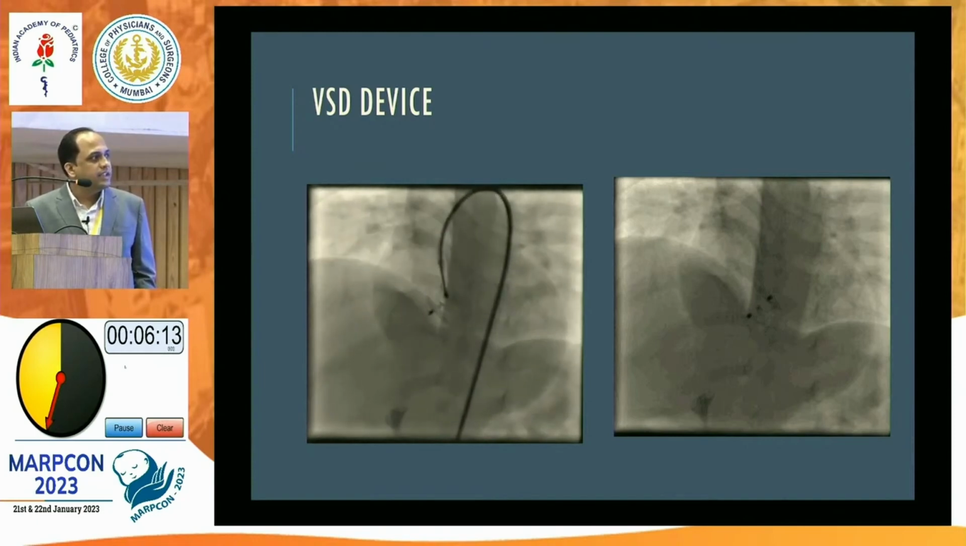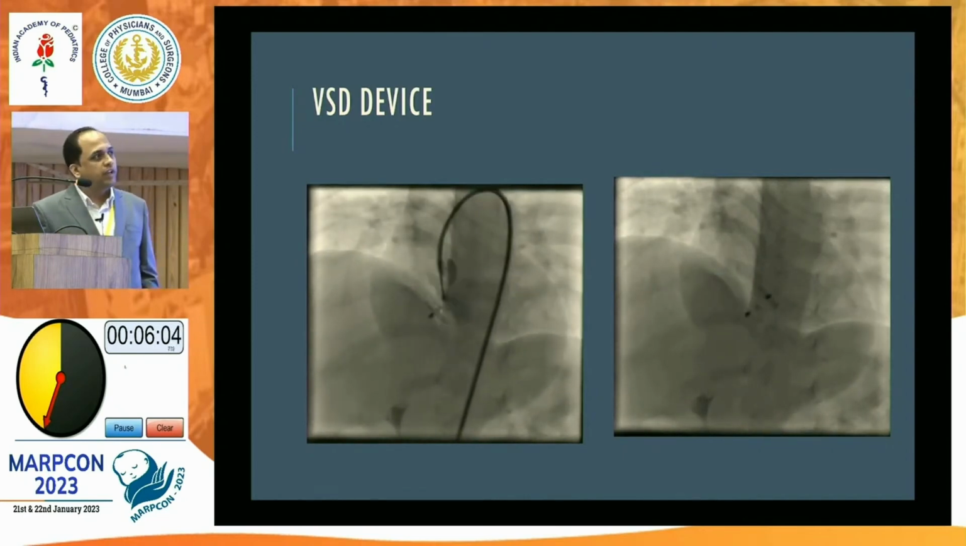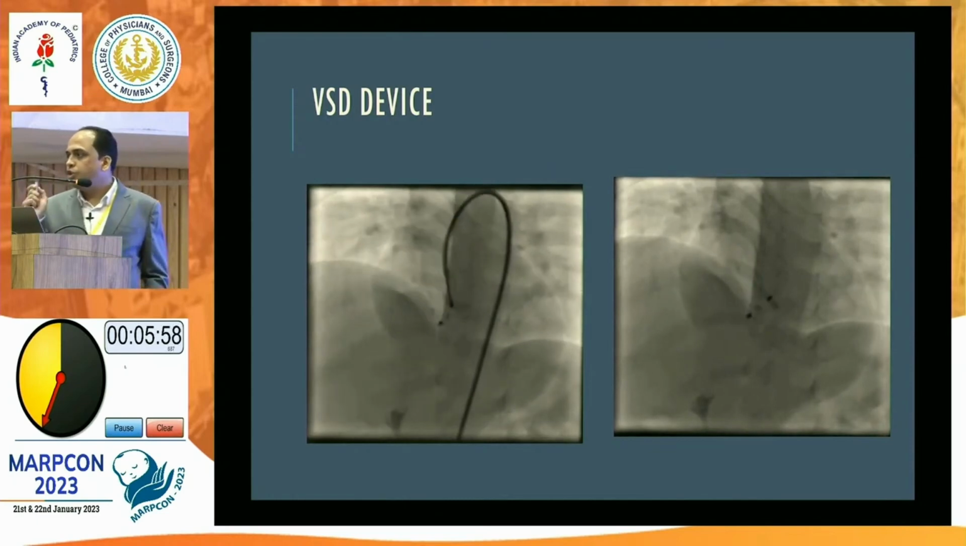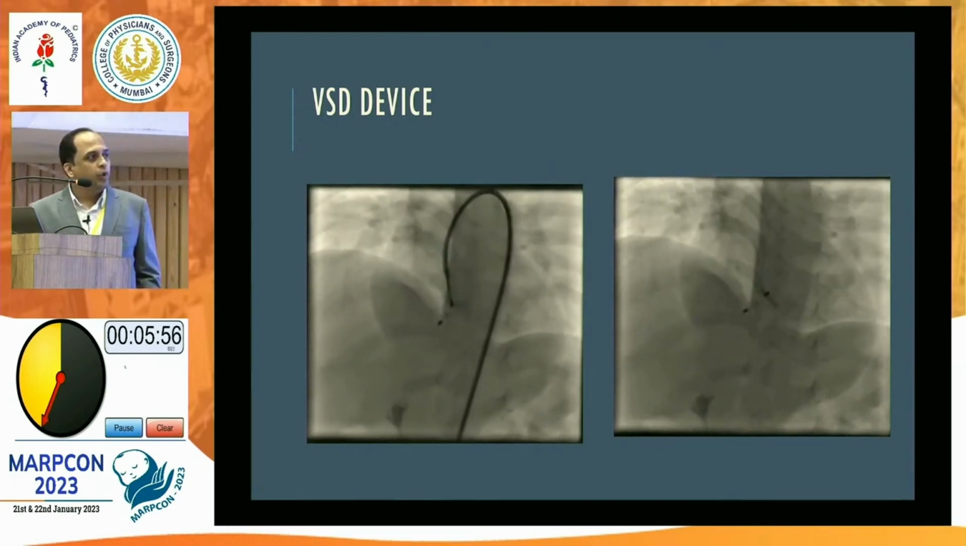These are the accessories we need during this procedure. After deployment, the device should look like this. What we need to observe is that whenever there is a cardiac beat, the device should move with the heart. It should not have abnormal movement. It should be in coordination. If you look at the heart movement and device movement, it is a synchronous movement. It means the device is perfectly matched with the heart.